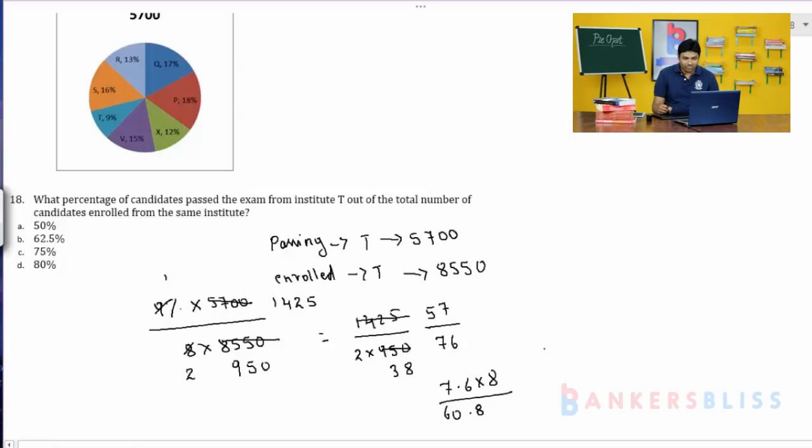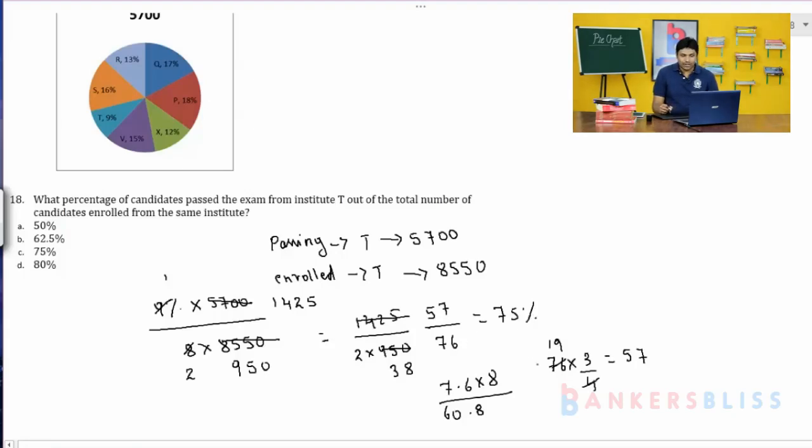Then you go for 75%. 75% means 76 into 3 by 4. So 76 into 3 by 4, 4 19s are 76, 19 into 3 is 57. Therefore, 75% is the right answer. Okay. So if you simplify this one, you are going to get 75%.